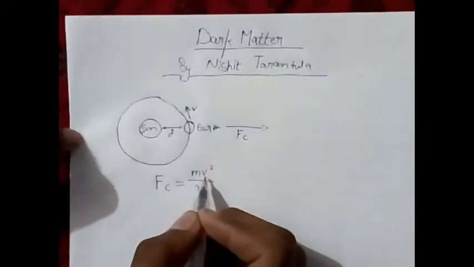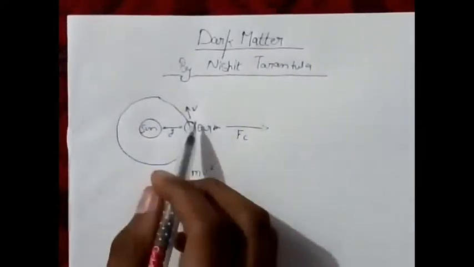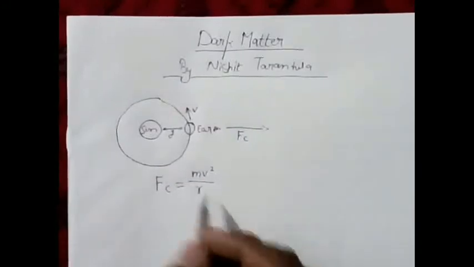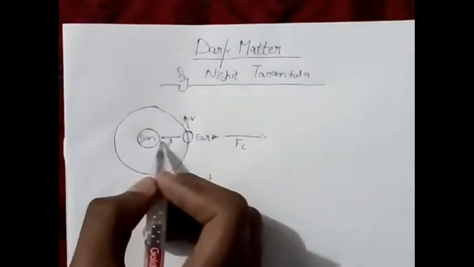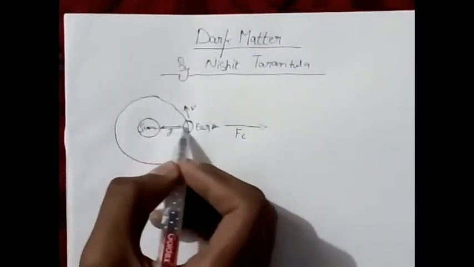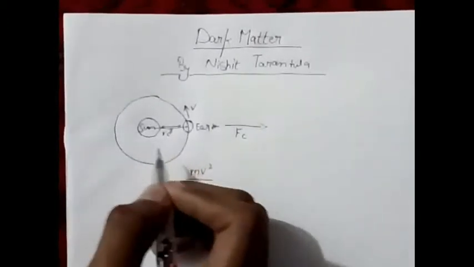v is the velocity of the Earth, squared, and divided by r. The r is the distance from the center of the sun to the center of the Earth, which is the radius, okay?